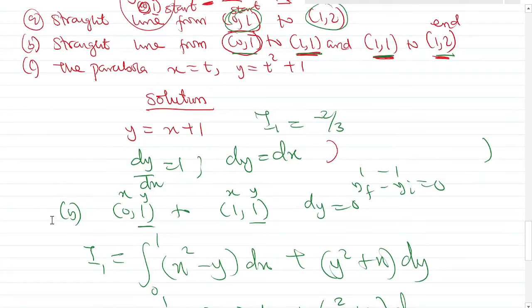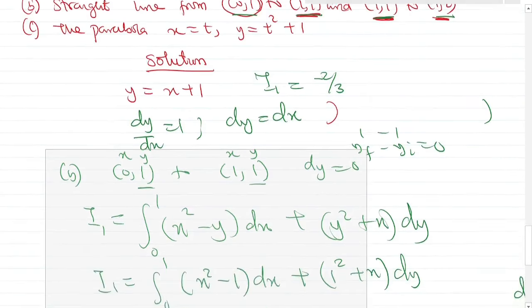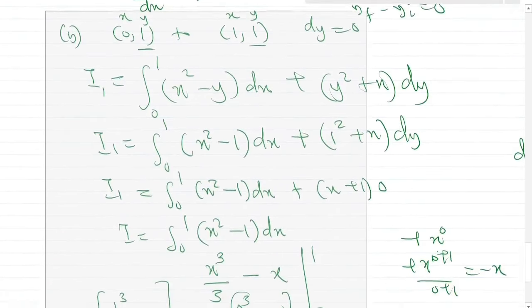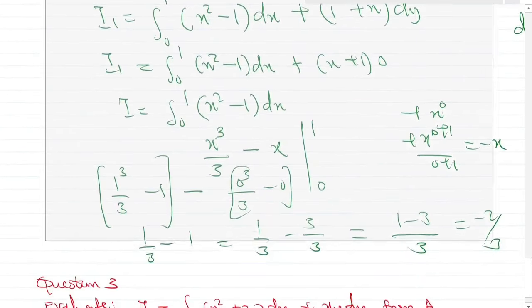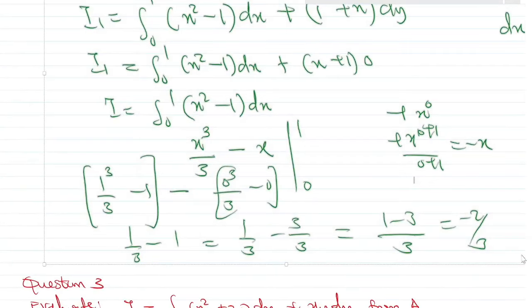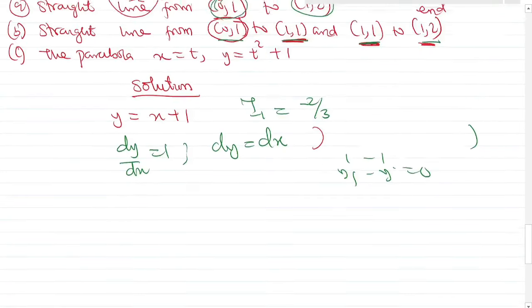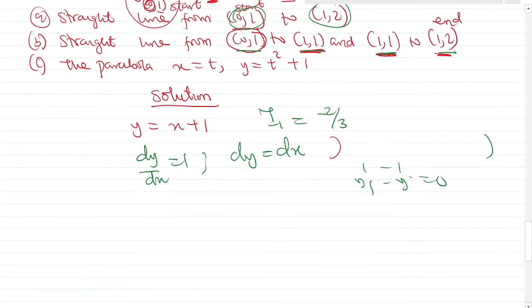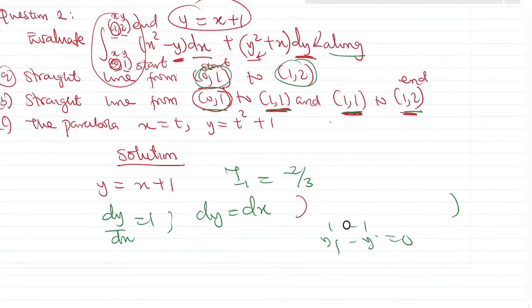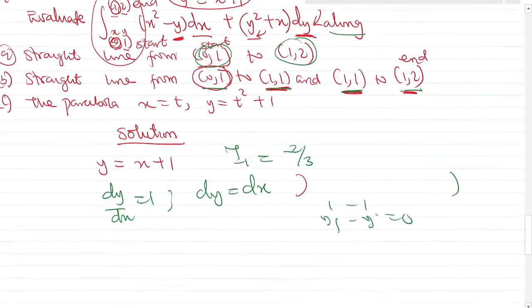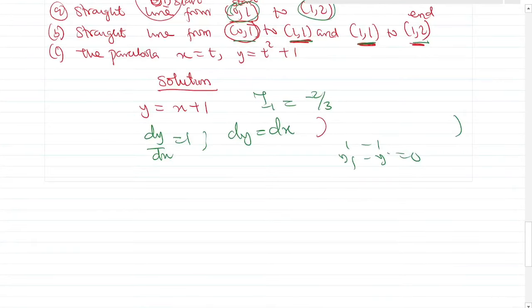Now let's do I2, because I'm going to take this off. So we have to solve for I2 as well, which is from the second 2 points. For the second 2 points, it is from 1, 1 to 1, 2. So if you want to solve that, how would you do? From 1, 1 to 1, 2. That will be your I2.